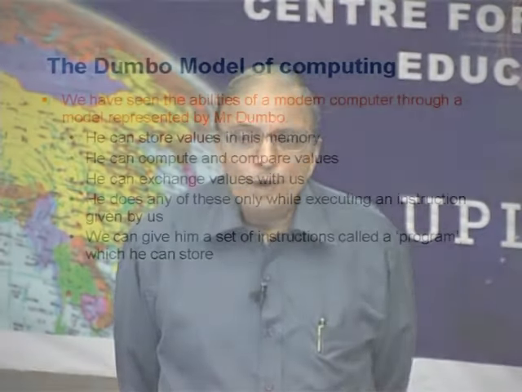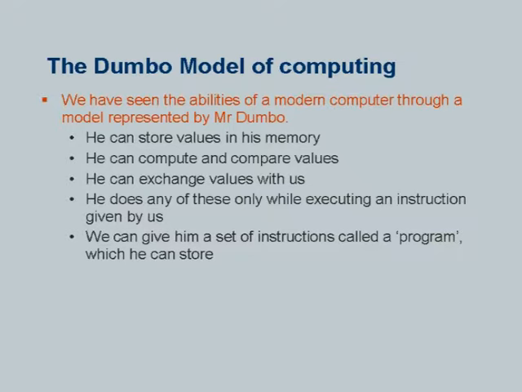More importantly, we know that Dumbo is incapable of doing anything on his own. He will only follow instructions, and therefore he is capable of executing instructions which are given by us. And last but the most important factor of a modern computer, the computer is a stored program machine. So we model it in our Dumbo model by saying that we can give Mr. Dumbo a set of pre-written instructions which we call a program, and which Mr. Dumbo can store and automatically execute instructions of that program one by one.